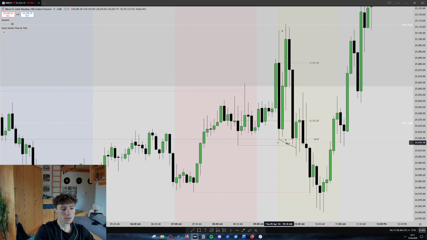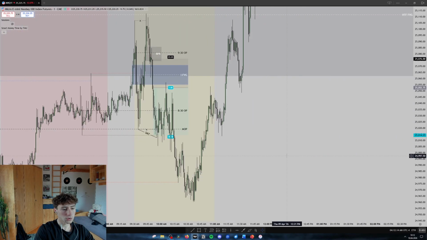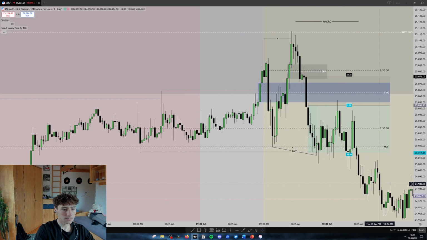And therefore we know, okay, if we are going to see once more a move to the downside, the low right here, which formed at 9:30, is engineered sell side liquidity. So therefore I want to take a partial right here. But yeah, that's basically why a short market maker buy model was also kind of in play.